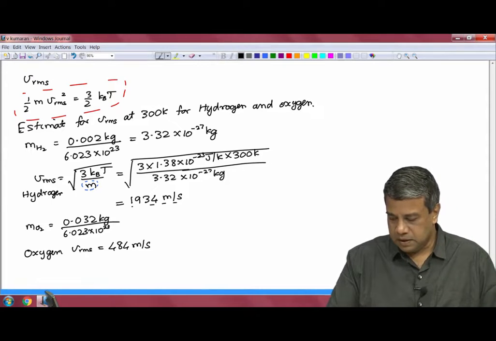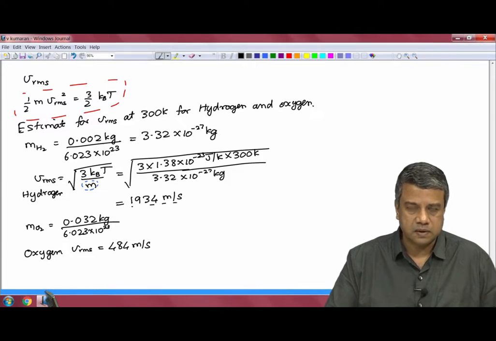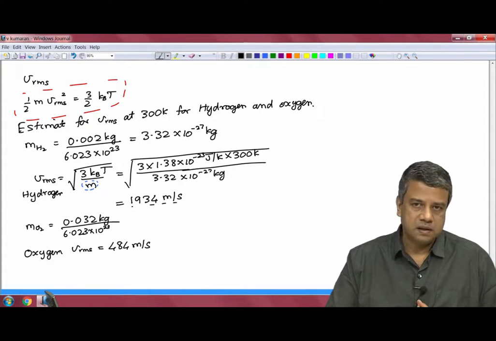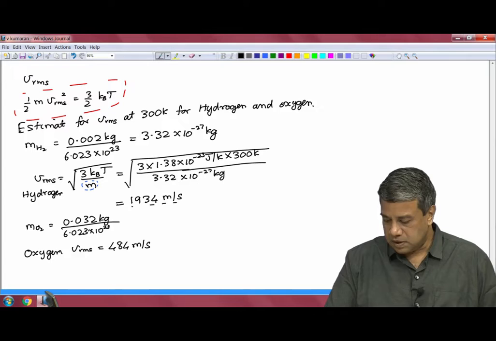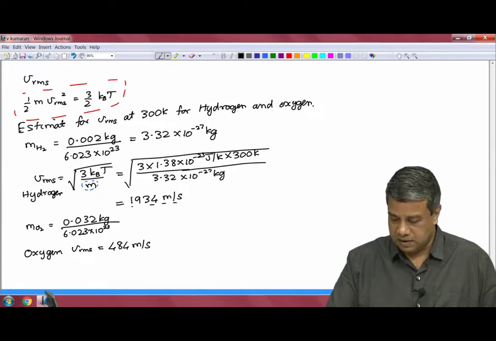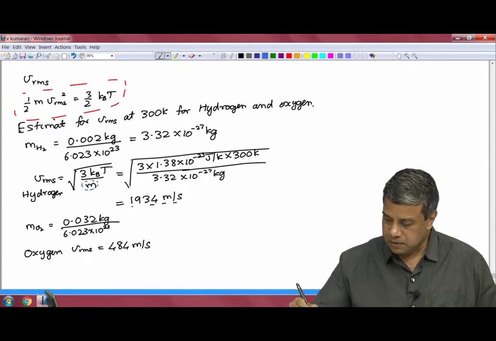And air, for example, is a combination of oxygen and nitrogen in about 80 to 20% ratio, and therefore its molecular mass will be 29 instead of 32, and the root mean square velocity will be approximately the same as for oxygen. Both of these velocities are comparable to what is called the speed of sound in gases.